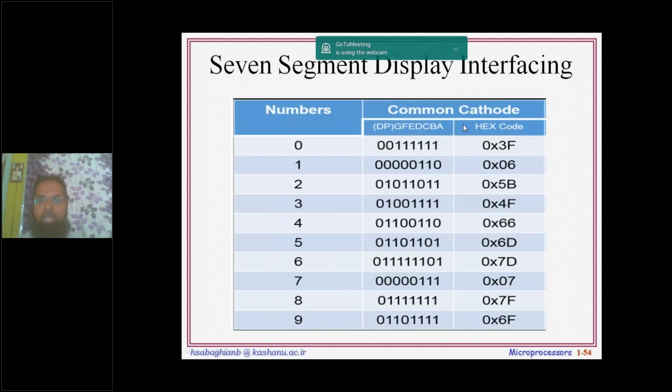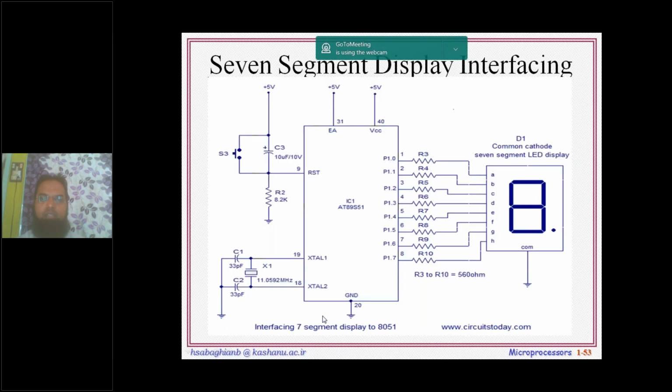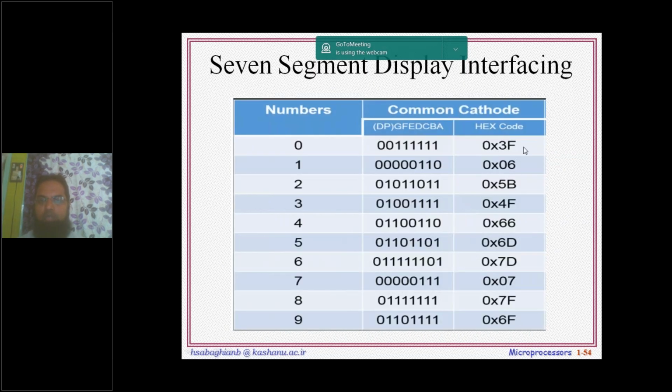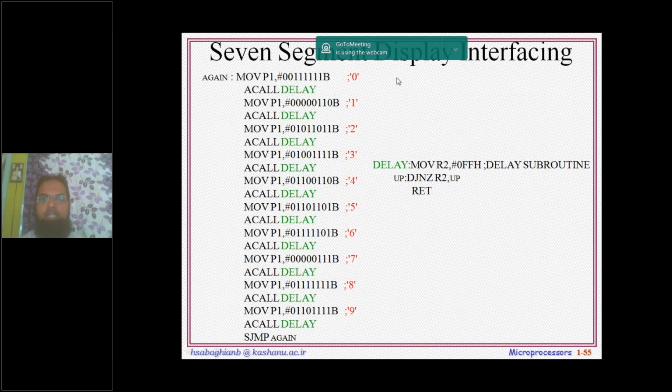See here, as it is in common cathode configuration, the values that are to be sent to the 7-segment display are these values. If you send these values to the 7-segment display, then you will observe the numbers 0, 1, 2 like that up to 9. So this is the interfacing. These are very simple designs. Take 8051, connect the 7-segment display, and then write a program to send all these values to port 1. Then you will get 0, 1, 2, 3.